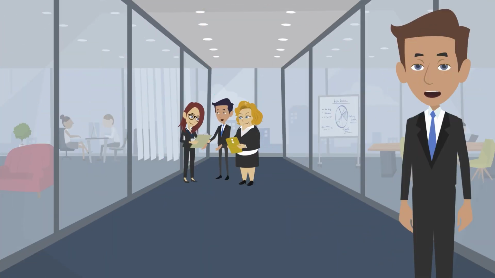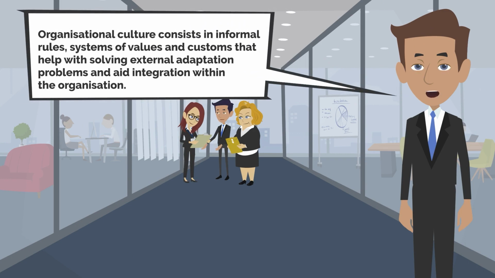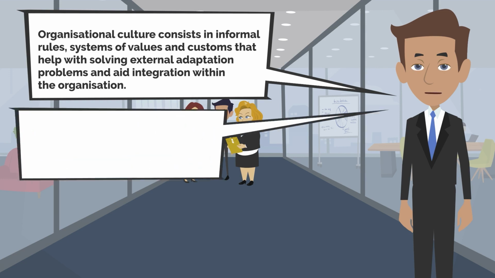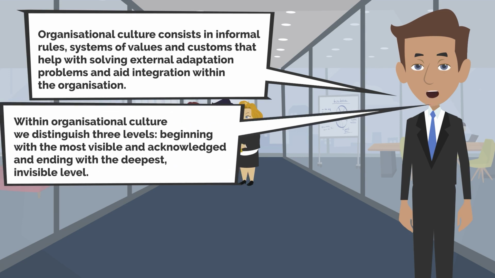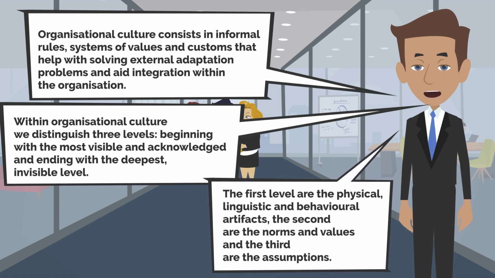To sum up, from today's video we've learned that organizational culture consists in informal rules, systems of values and customs that help with solving external adaptation problems and aid integration within the organization. They are often referred to as the soul of the organization or organization climate. Within organizational culture, we distinguish three levels, beginning with the most visible and acknowledged and ending with the deepest invisible level. The first level are the physical, linguistic and behavioral artifacts. The second are the norms and values, and the third are the assumptions.